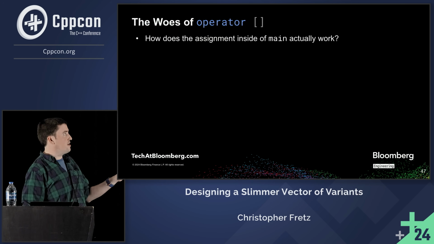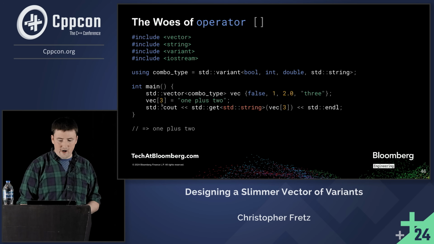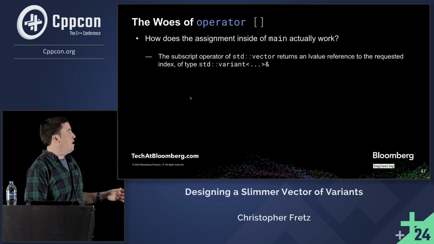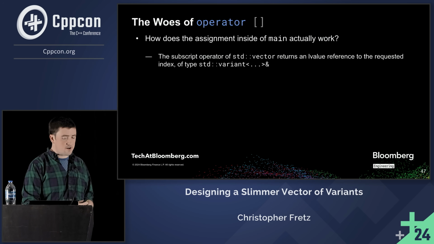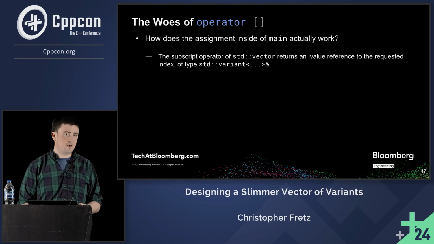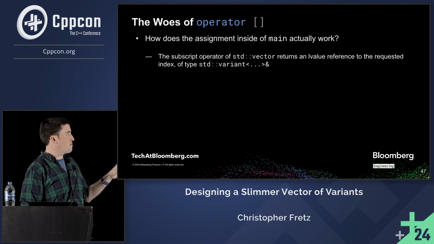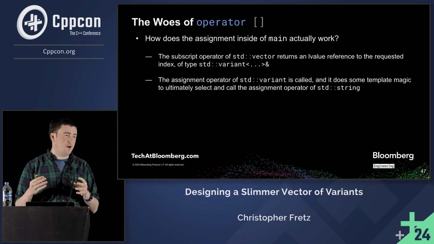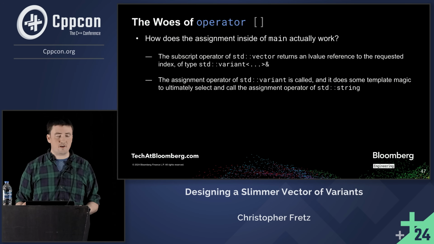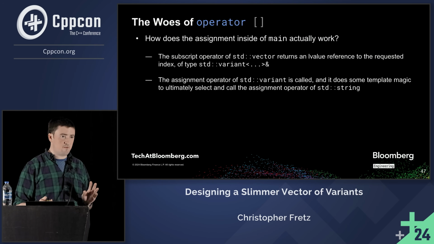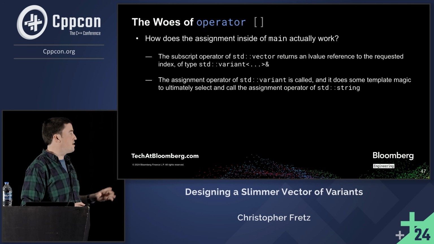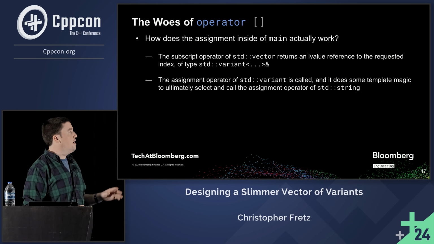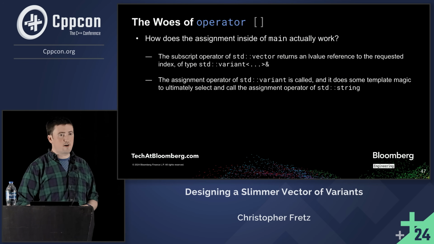So how does the assignment inside of main actually work? I mean this line: vec[3] = 1 + 2. What actually happens on that line? The subscript operator of standard vector returns an L-value reference to the requested index. So it returns an L-value reference of type std::variant with whatever the types are inside of it. We are then assigning to an L-value reference of variant. And so the assignment operator of std::variant is called, and it does some template magic internally to ultimately decide what is the runtime type of this variant, what am I assigning from, what do I actually need to do here. And so this ultimately ends up calling the assignment operator of std::string.